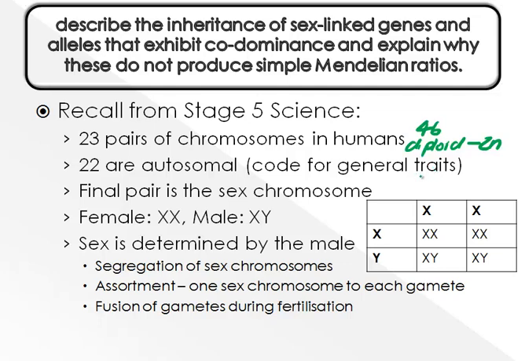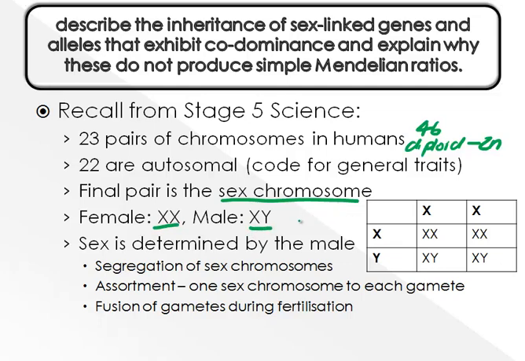Of these 23 pairs of chromosomes, 22 of those pairs are what we call autosomal, or autosomes, and they code for general traits, so eye color, height, skin color, and a lot of other traits like that. The final pair is what we call the sex chromosomes. These are the ones that determine if you're a boy or a girl. Females have 2 X chromosomes, and males have an X and a Y.